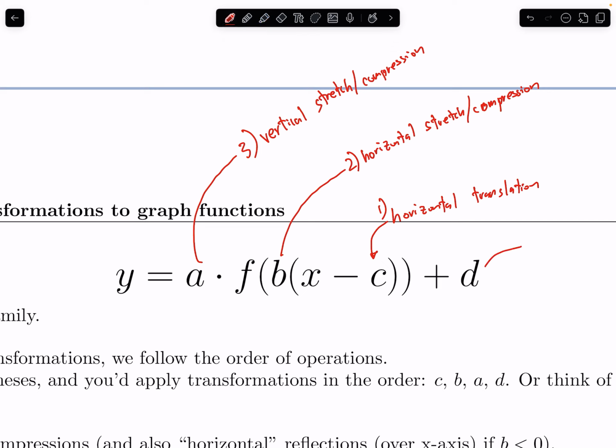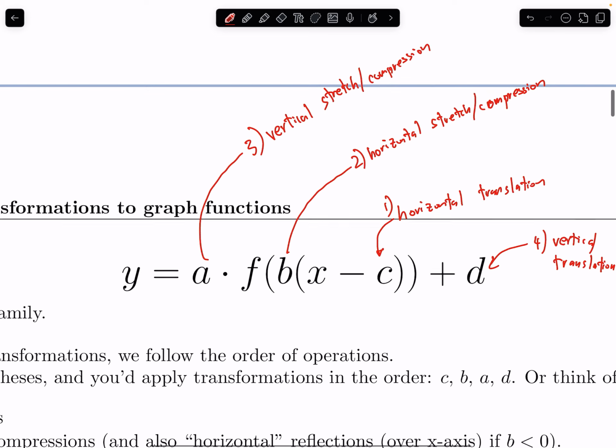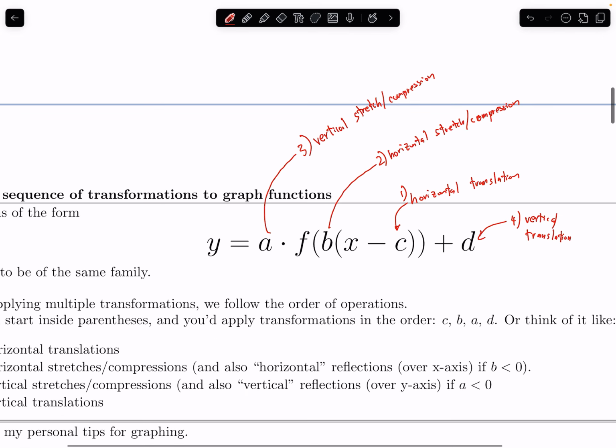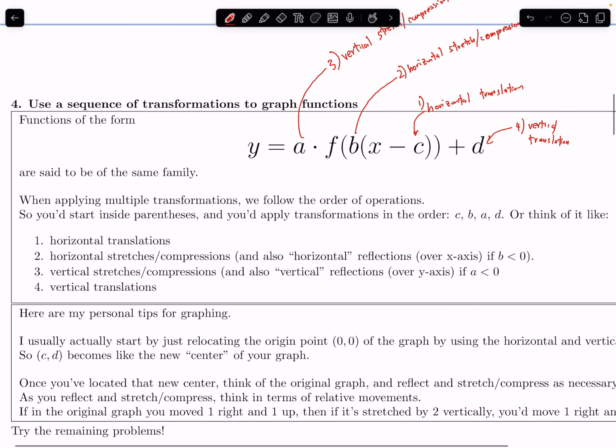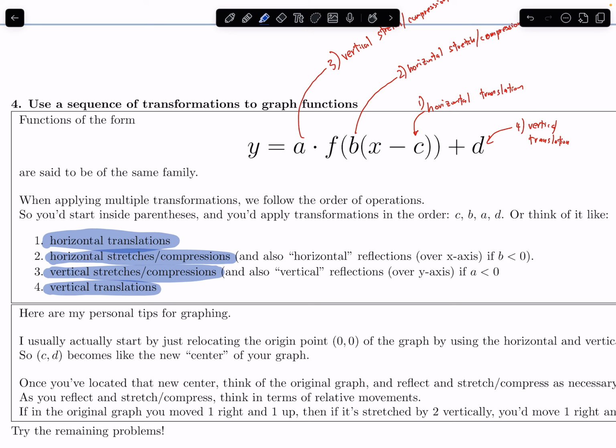Lastly, this is the last thing left. Step number 4. This is going to be a vertical translation, right? So shift up or down. And that gives you a whole family of graphs based on the original y equals f of x. And what I just told you a moment ago, that's what I have here, right? This is the order that you do things in, following the order of operations. Horizontal translations, then horizontal stretches or compressions, vertical stretching or compressing, and then vertical translations.